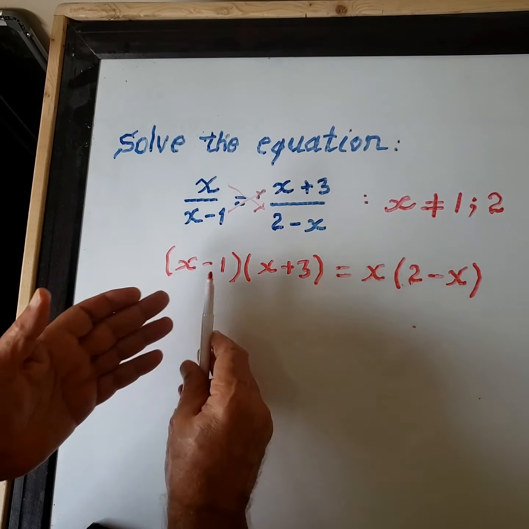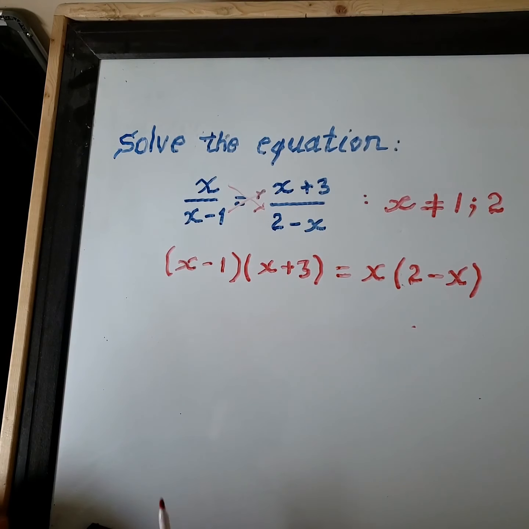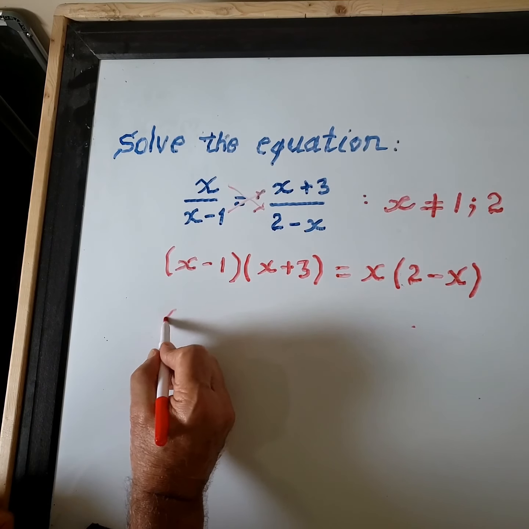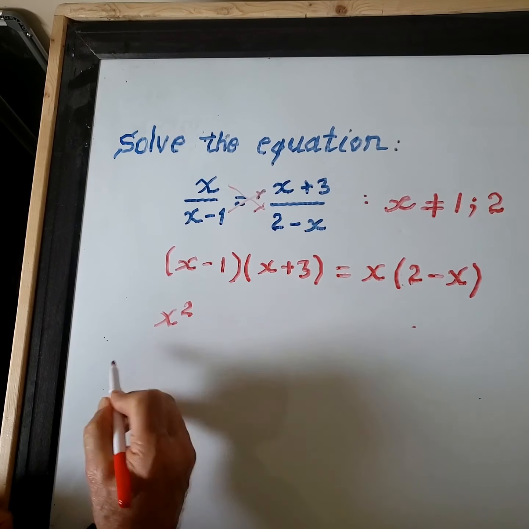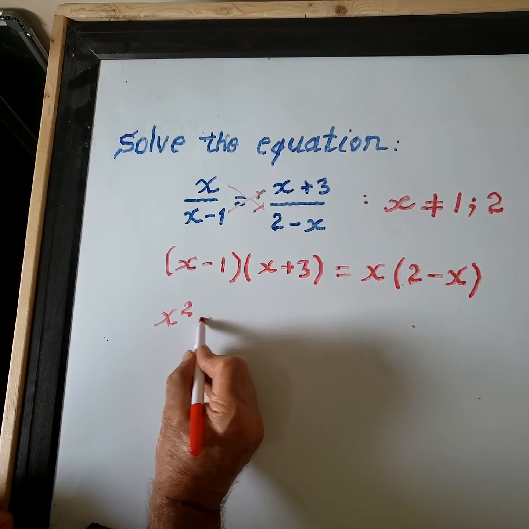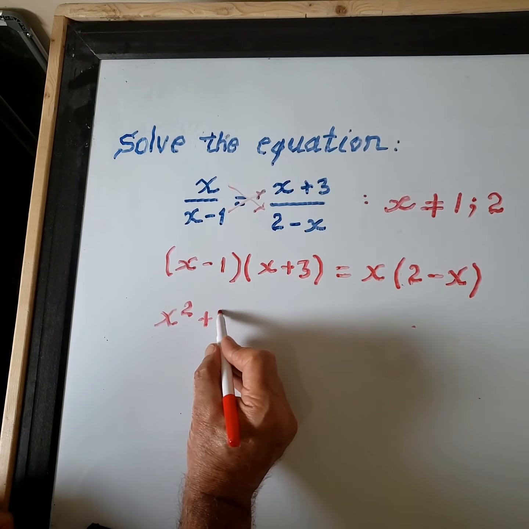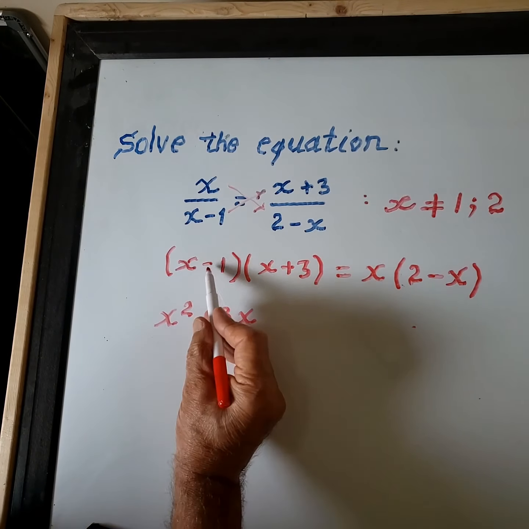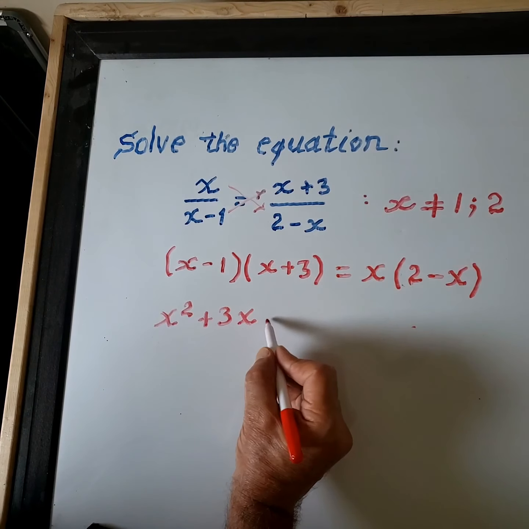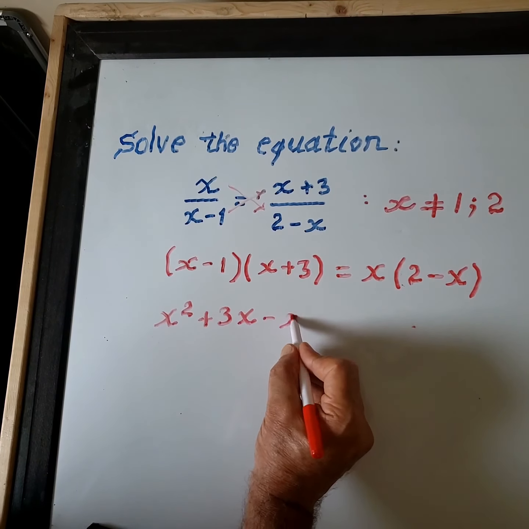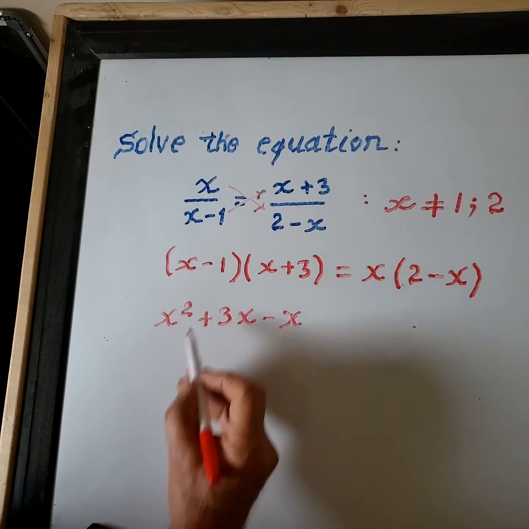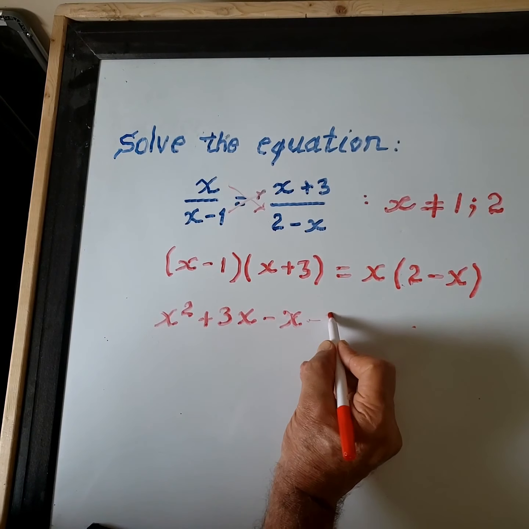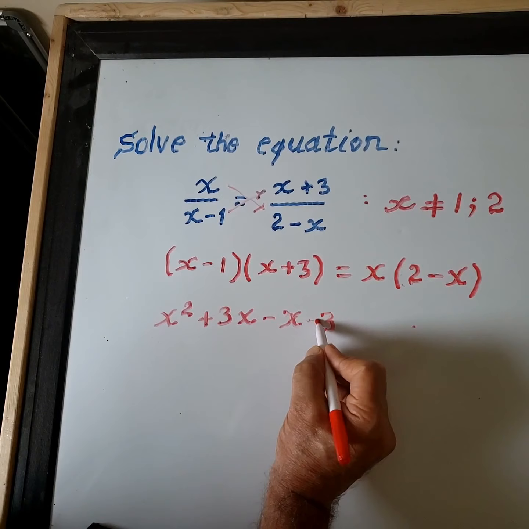Okay, now remove the brackets. By multiplying those together, you will see x times x, that means x squared, plus x times 3, that means 3x, then minus 1 times x gives me minus x, and minus 1 times plus 3 gives me minus 3.